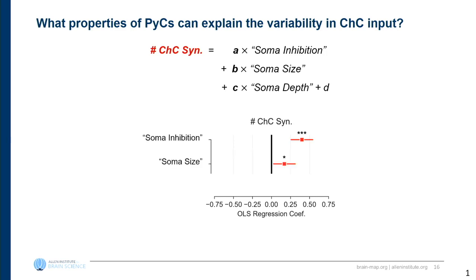Size shows a weak but statistically significant positive correlation, and depth is a strong correlation that's quite negative. So the deeper you are in layer 2-3, the less chandelier input you receive. So great, there's some interesting structure here, but synapses alone are a pretty aggregate measure.